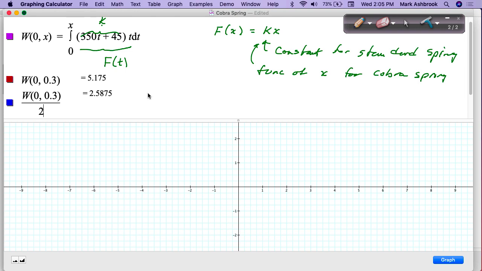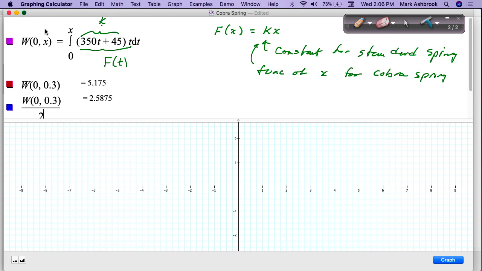Now the question is, how do I figure out how far to compress it to get half the work? Am I going to compress it halfway? No, because force is changing, and on top of that, this spring constant is changing. So there's no way that pushing it halfway is going to give you half the work. So how do we figure out how far to push it to get half the work? Looking at this, can I take 2.5875 and plug it in for W?